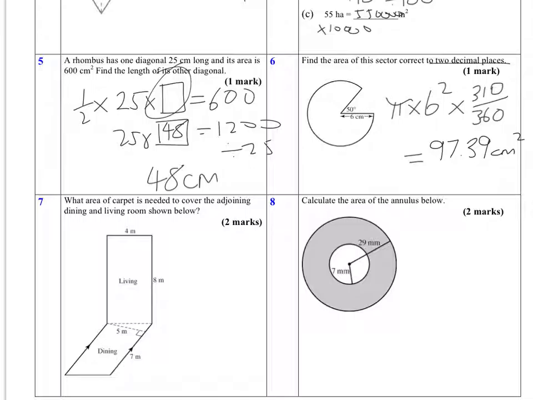Okay, area. We have a rectangle, length times breadth, 4 times 8, plus a parallelogram, which is base times the height, so 7 times 5.